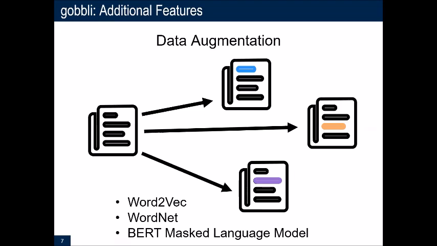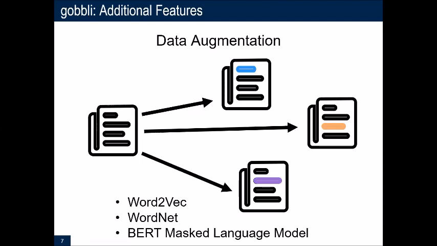It's similar enough that it still matches the label, but it's different enough that your model learns not to overfit specific words or phrases. So Gobbly provides a few different methods to do this. All of them are based on basically masking out a portion of words and replacing them based on some similarity metric. The first similarity that we use is word2vec. You can use a word2vec model to calculate similarity for different words, and you can replace words based on that.